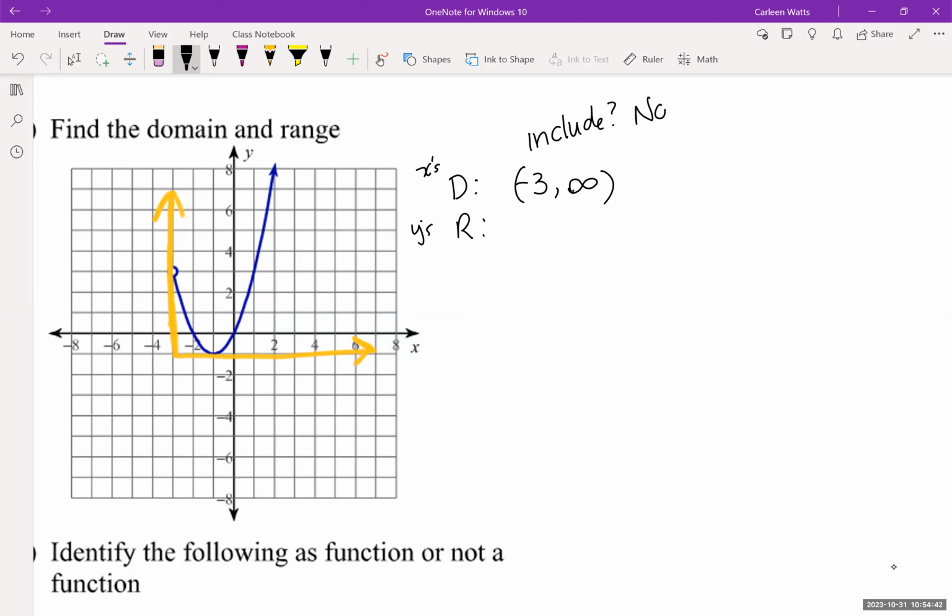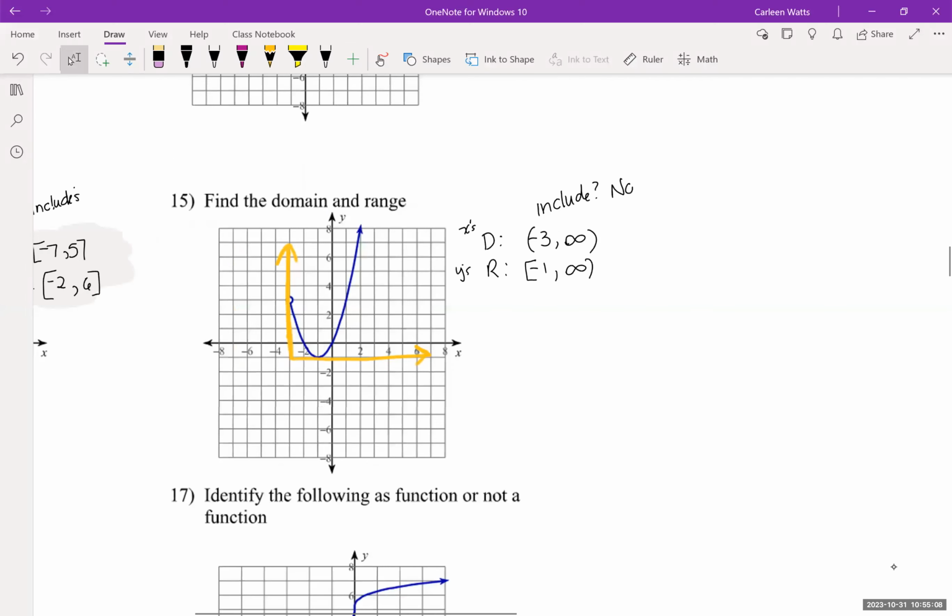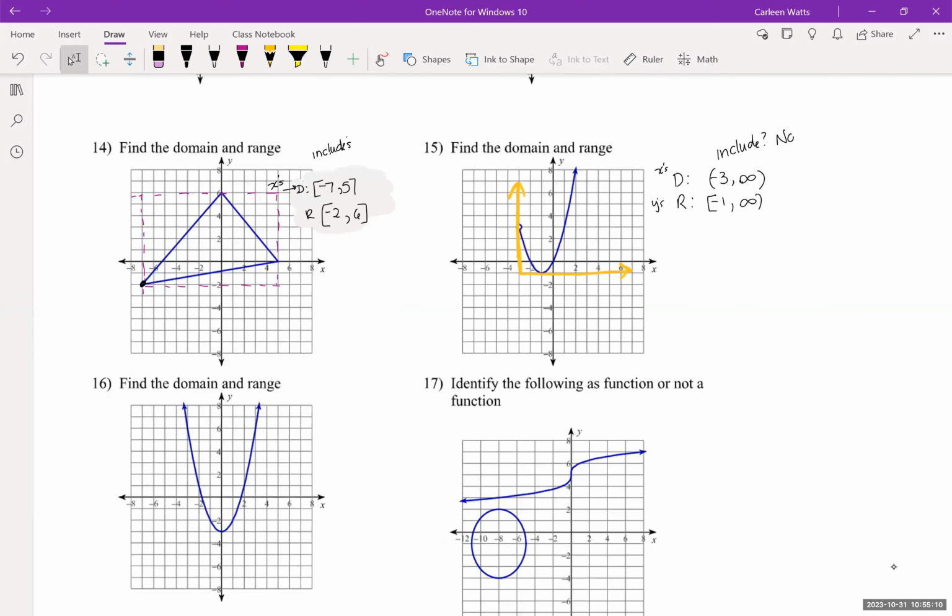Okay, the range. What is the lowest y value used in this graph? All right, so -1, and it goes up to infinity. Now notice we actually touch the -1, but you can never touch infinity. Okay, so domain and range.